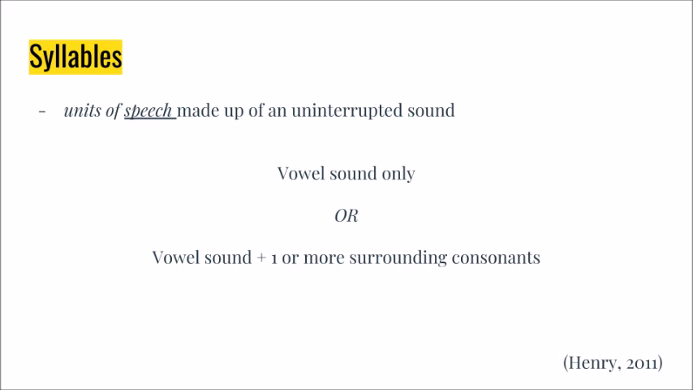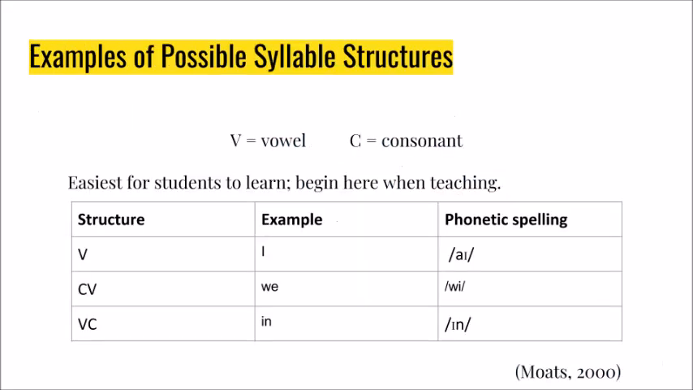Syllables are units of speech made up of an uninterrupted sound. They could be just a vowel sound, or it could be a vowel sound plus one or more surrounding consonants. Here are some examples of possible syllable structures. These structures are easier for students to learn, so you could begin with these when you're teaching.